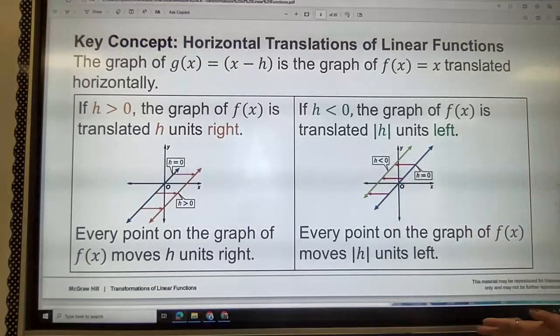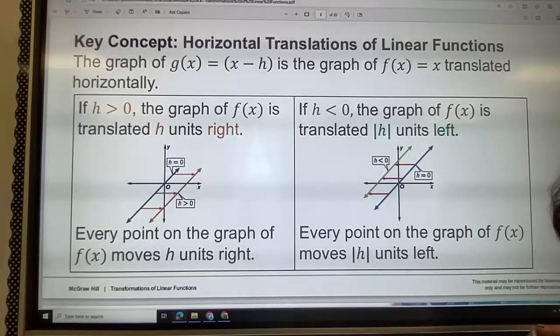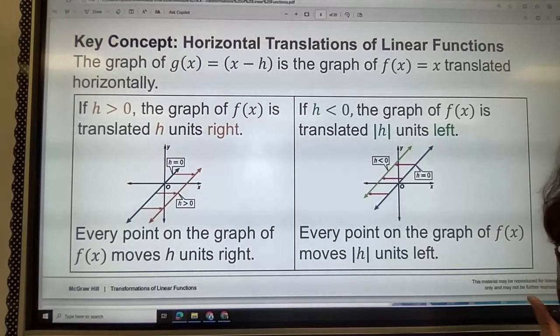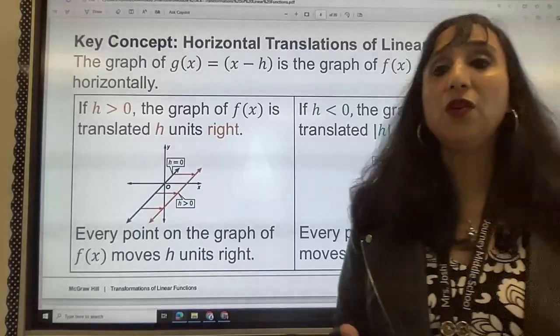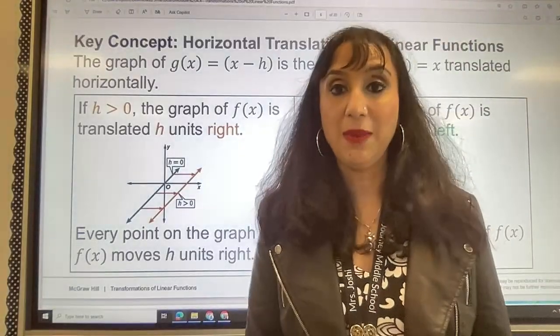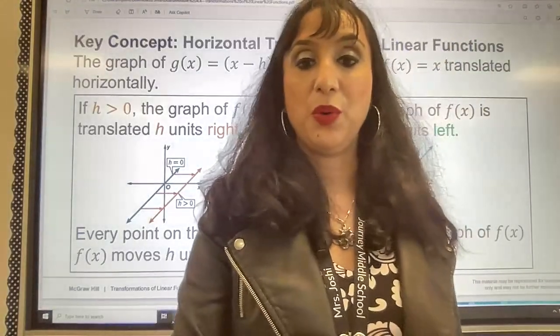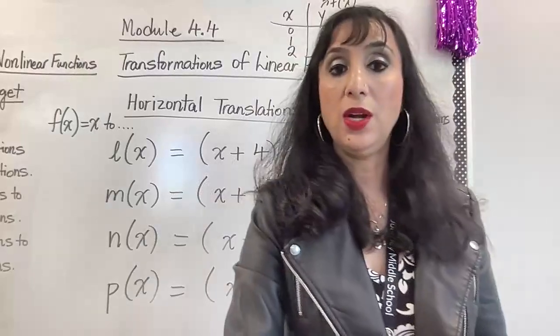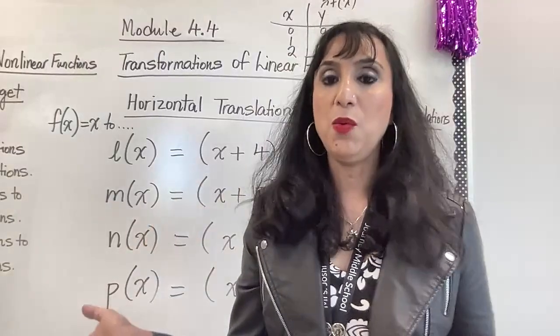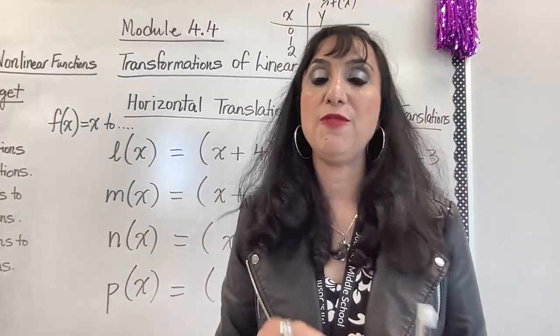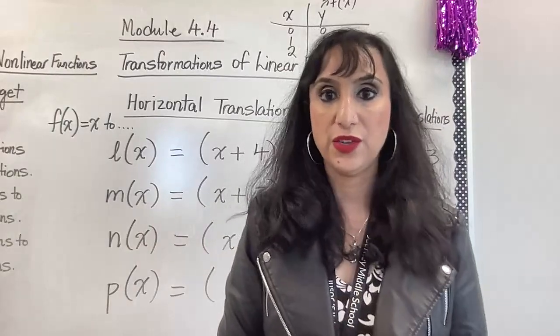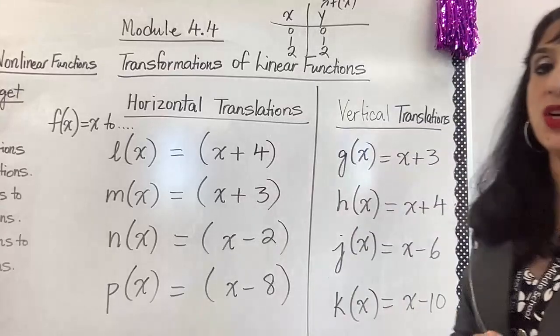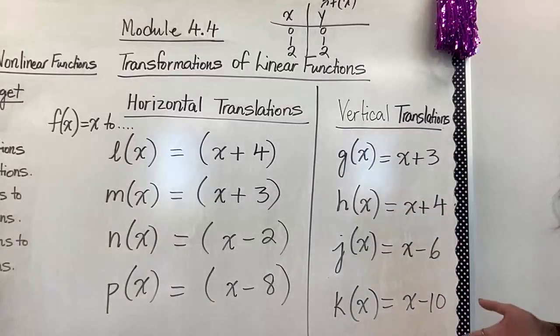If it's less than 0, the graph of f of x is translated absolute value of h units to the left. So, for you to have an understanding of this, let me quickly explain this on my whiteboard. So let's look at my board, and I wanted you to see the difference between vertical translations and horizontal translations. We've already done vertical translations, and look at the difference.